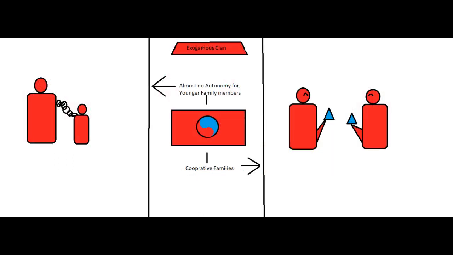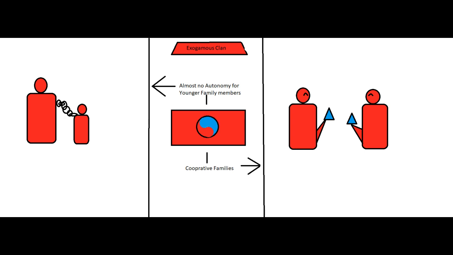We then move on to exogamous clan. So an exogamous clan is basically very different from a nuclear familial system because it is characterized by almost no autonomy for younger family members. So younger family members almost have no autonomy. However, with exogamous clan in particular, you have very cooperative families. So the internal familial structure is very cooperative. Typically, these kinds of people favor more of like either a Baha'i governmental system or an absolute technocracy.